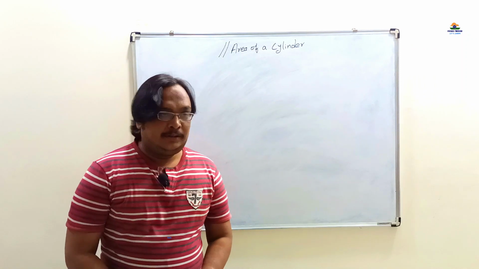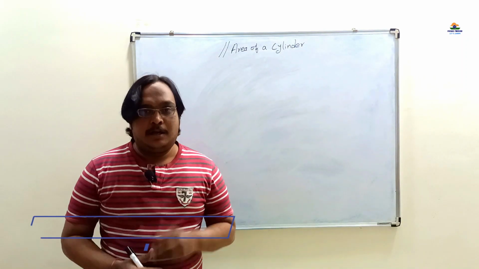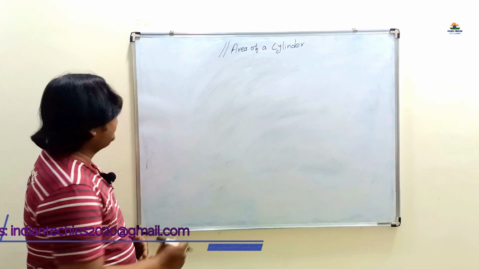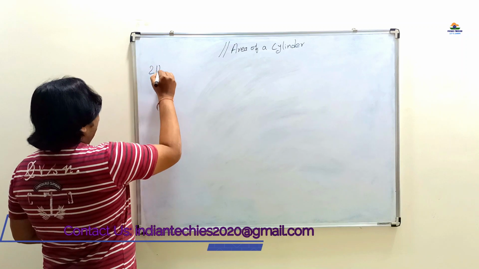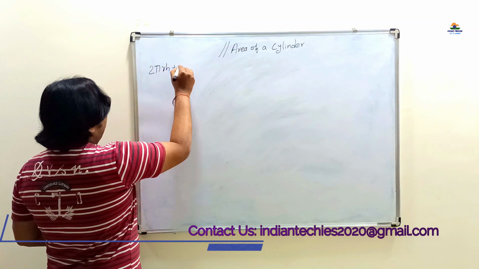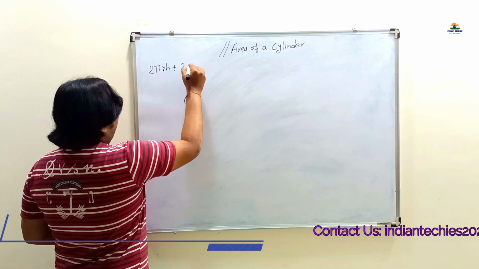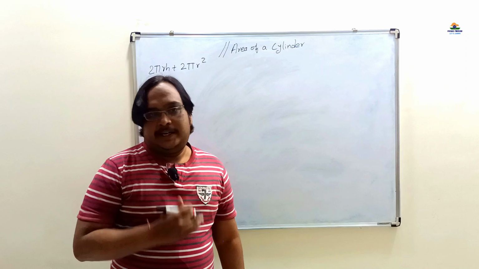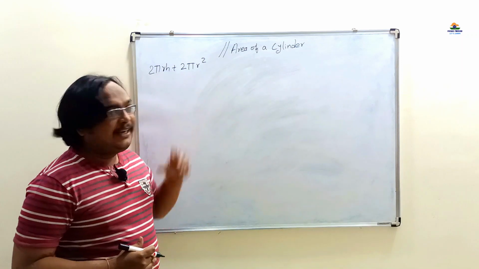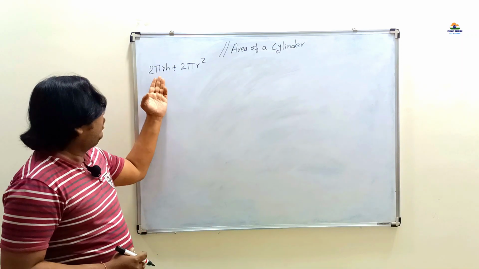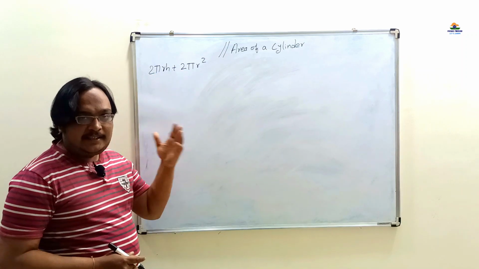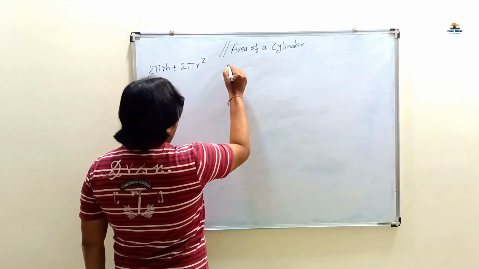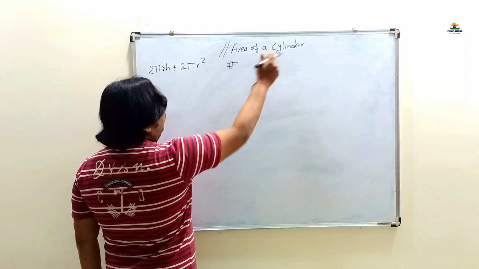Next, the topic is area of a cylinder. How to calculate the area of a cylinder? What is the formula? 2 pi r h plus 2 pi r square. That is the formula for the area of a cylinder. Again we have pi, so as I already told, we can use #define PI. This is the documentation section.